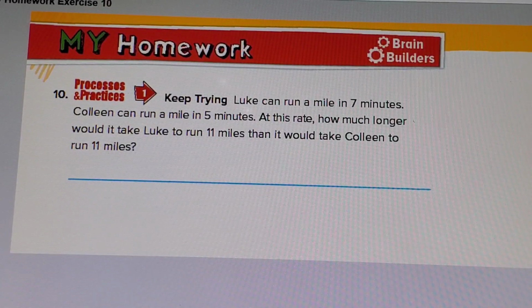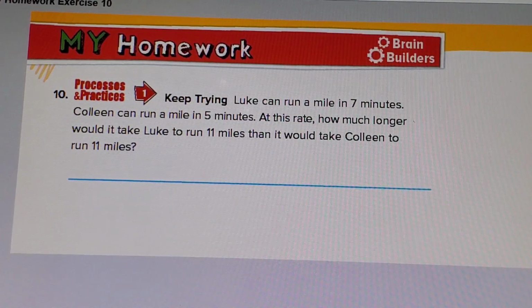My homework, Brain Builders number 10, processes and practices. Keep trying. Luke can run a mile in 7 minutes. Colleen can run a mile in 5 minutes. At this rate, how much longer would it take Luke to run 11 miles than it would take Colleen to run 11 miles? So let's start with Luke. He can run a mile in 7 minutes. So he's going to run 11 miles, so that's 7 times 11, or 77 minutes.